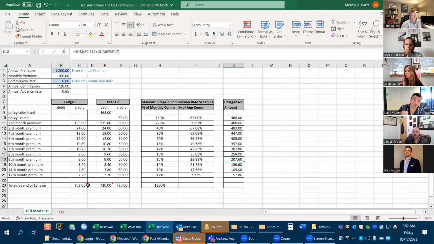How is it affected if you do an annual draft? If you do an annual draft, then what you would see is the full $1,200 credited here as soon as the policy is issued and delivered. So you won't see the monthly amounts, but you would see the total credit in month 2.